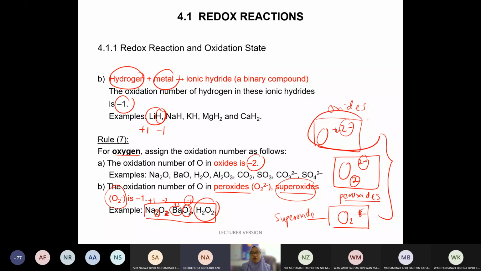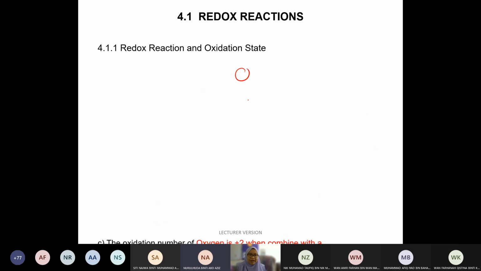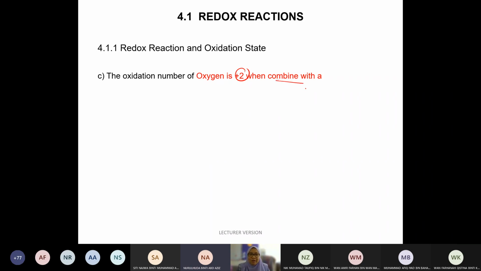Yang paling normal will be oxide, because all of them carries negative oxidation number: -2, -2, -1. Semua ni negatif. Yang C ni pula, dia special sikit, dia boleh jadi +2 guys. Can become +2. When dia combine with, agak-agak dia combine dengan siapa?